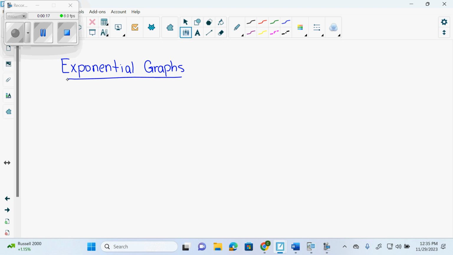So, our exponential graphs are just plain basic graphs for the most part. Our exponential graph will always be in the form y equals a b to the x, just like our exponential regressions did yesterday, right? They were in the form a b to the x, yes?